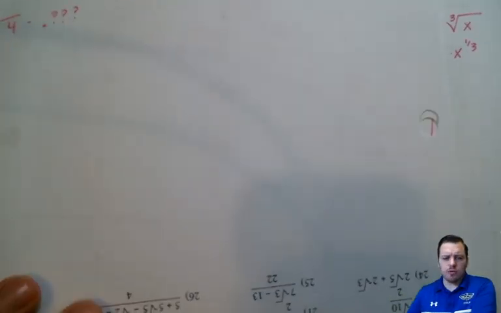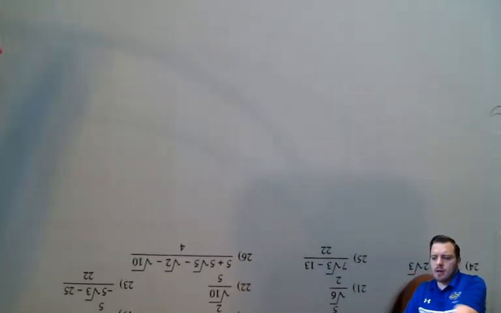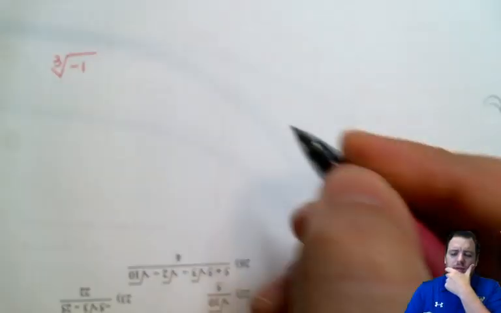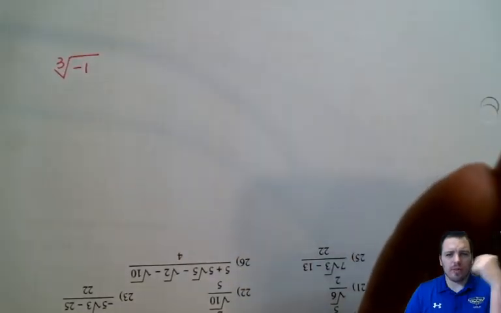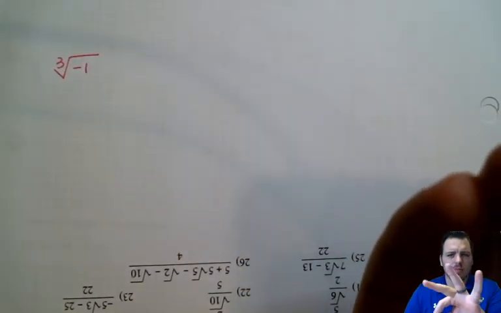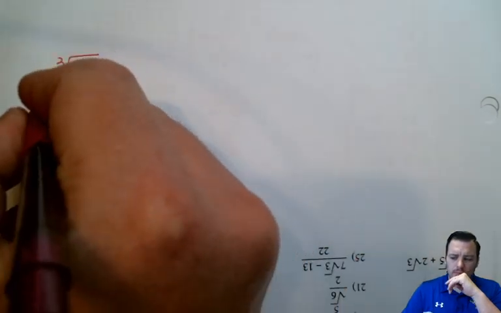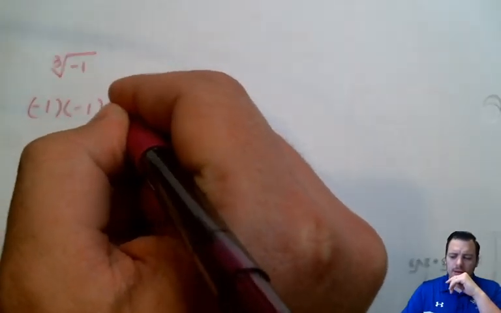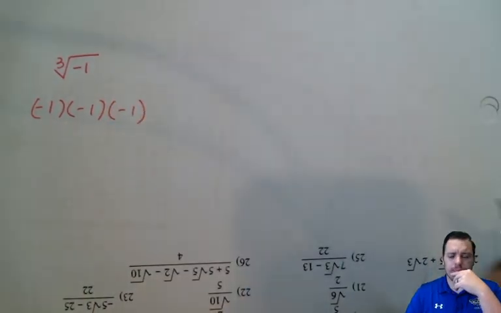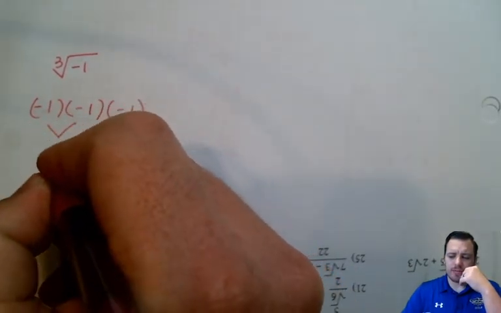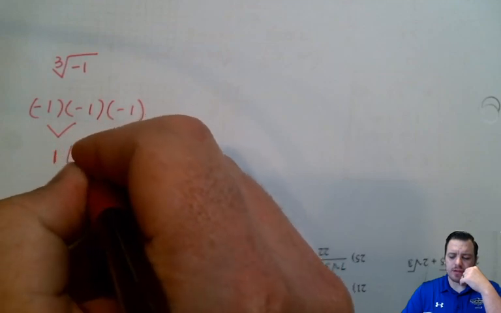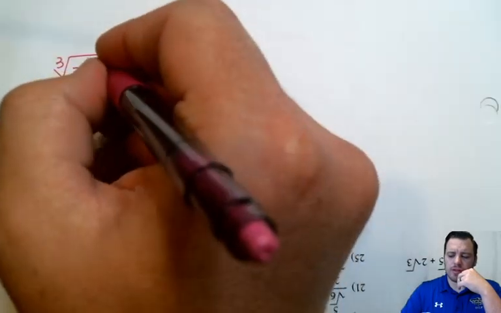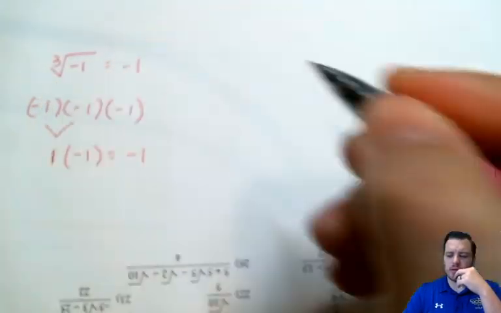A cube root, let me come over here and write this down. A cube root can have a negative. So what times itself 3 times will give me negative 1? Well, negative 1 times negative 1 times negative 1. Negative 1 times negative 1 is positive 1, and positive 1 times negative 1 is negative 1. So this right here is equal to negative 1.